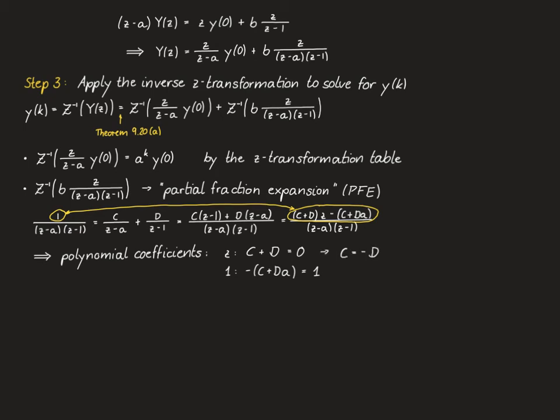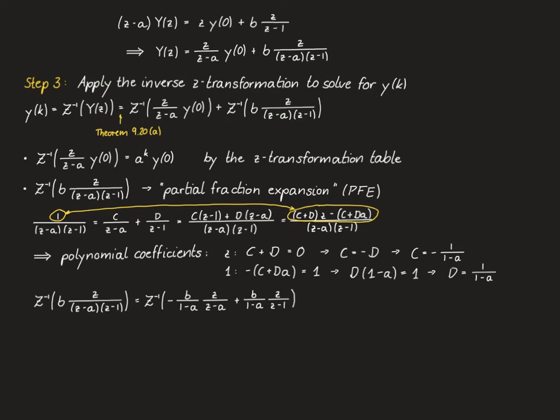Solving the first equation for c, we get that c must be equal to minus d, and if we substitute this into the second equation, we get that d times 1 minus a must be equal to 1, or d is equal to 1 over 1 minus a. And hence, with equation 1, c must be equal to minus 1 over 1 minus a.